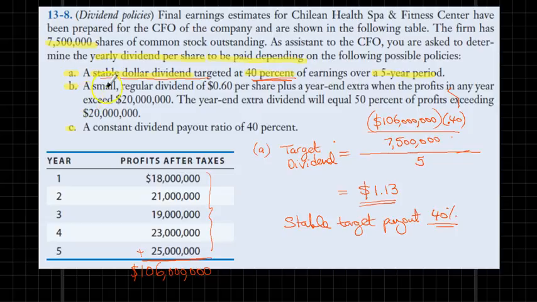The dividend policy is changing. Now a small and regular dividend of 60 cents is guaranteed each year. In addition, in some years when the profits exceed $20 million, we are giving out 50% of the profits exceeding that $20 million benchmark. So let me open a new page.